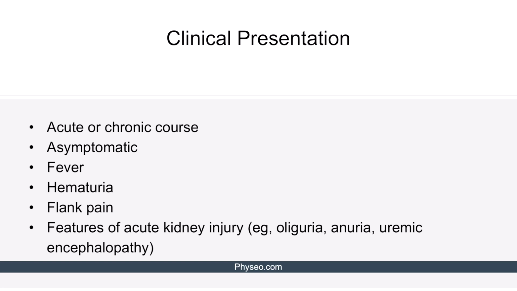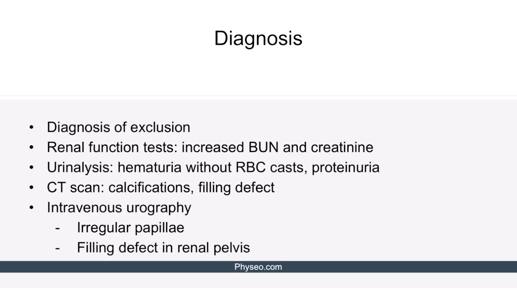The disease course of renal papillary necrosis may be acute or chronic, and patients are usually asymptomatic in chronic cases. However, they can also present with fever, hematuria, and flank pain. Other features of acute kidney disease, such as oliguria, anuria, and uremic encephalopathy, can also be present in patients with papillary necrosis. Renal papillary necrosis is a diagnosis of exclusion.